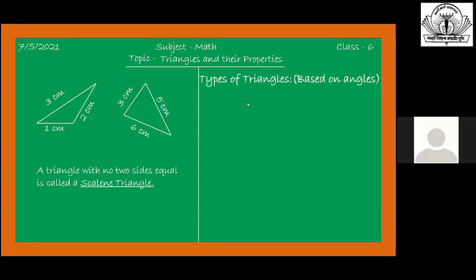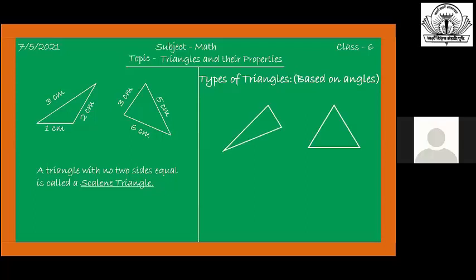Now we go to types of triangles based on angles. First tell me, what are the three different types of angles which we know? Right angle, obtuse angle, and acute angle. Very good. Now acute angle means what? An angle whose measure is less than 90 degrees. Yes, very good. An angle whose measure is lesser than 90 degrees is an acute angle.